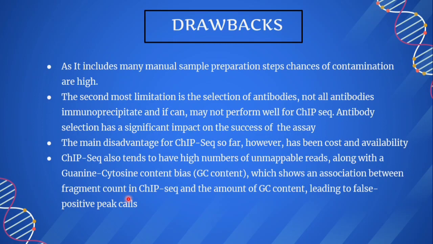As there is involvement of many manual sample preparation steps, there are high chances of contamination in this process. The second limitation is the selection of antibodies, as it requires specific antibodies for proteins. Not all antibodies immunoprecipitate, and if they can, may not perform well for ChIP sequencing. Antibody selection has a significant impact on the success of this assay. The main disadvantage for ChIP sequencing is also cost and its availability. ChIP sequencing also tends to have high numbers of unmappable reads along with a guanine cytosine content bias.